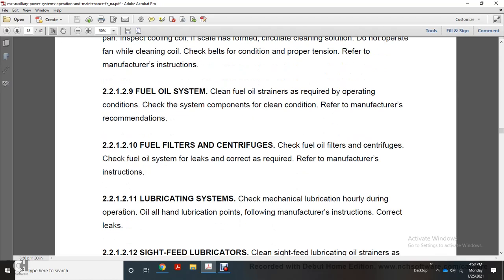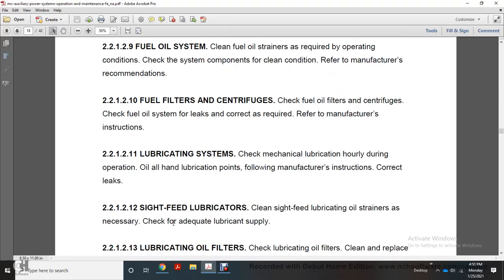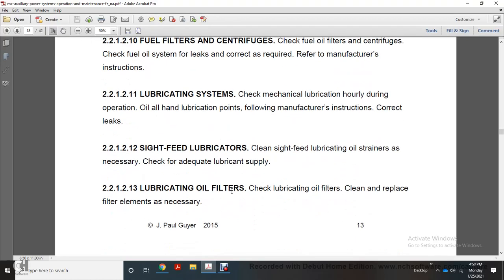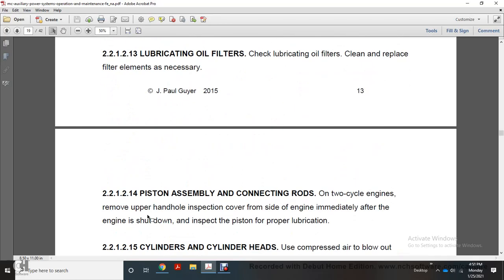Lubricating system. Check mechanical lubrication flow during the operation. Oil all hand lubricating points according to the manufacturer instruction. Correct leaks. Sight feed lubricators: check the sight feed lubricating oil strainer as necessary, and check for adequate lubrication supply. Lubricating oil filters: check lubricating oil filters, and clean or replace filter elements as necessary.